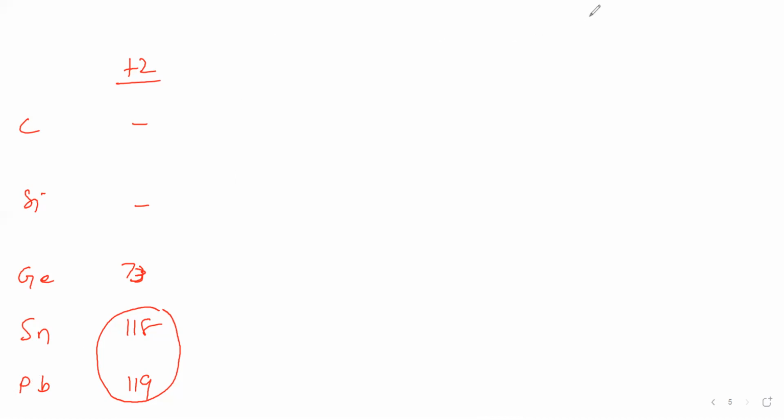Okay. Next we will see the plus 4 state radius. For carbon, the value is not given, because it is not forming C4+ ion. Oxidation number shows plus 4 in carbon dioxide, but carbon dioxide is not an ionic compound. Therefore, the C4+ radius is not given.